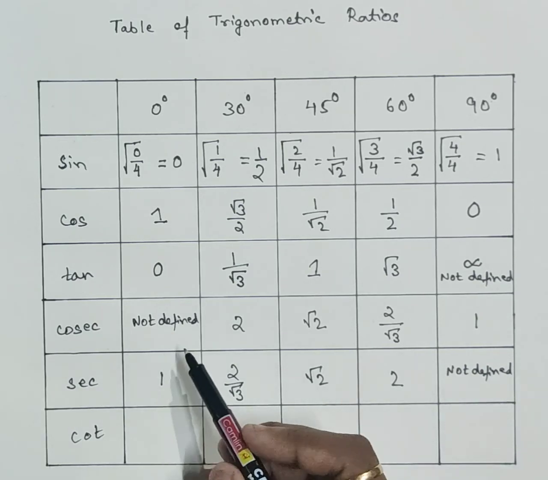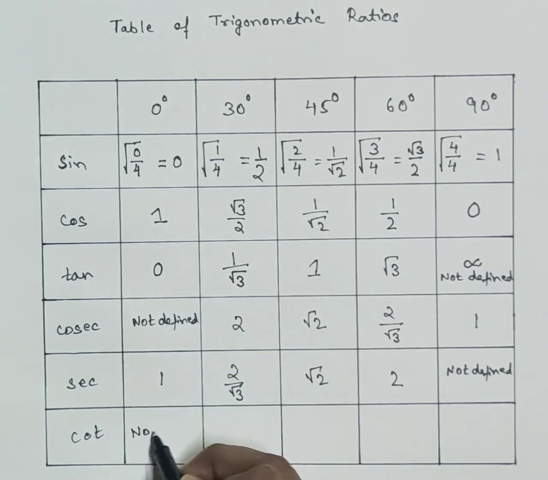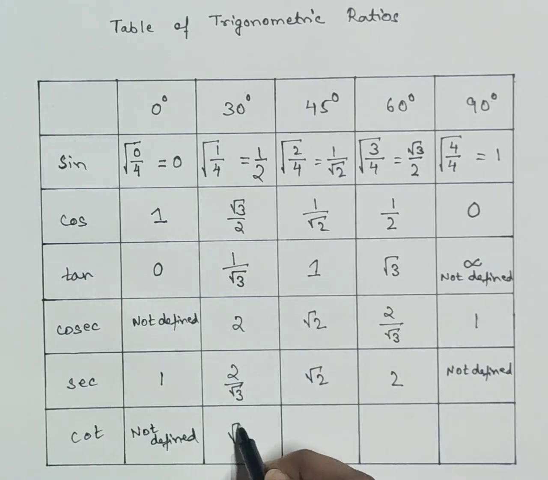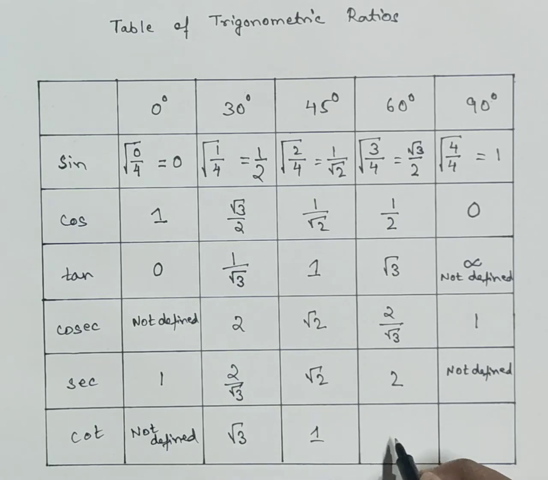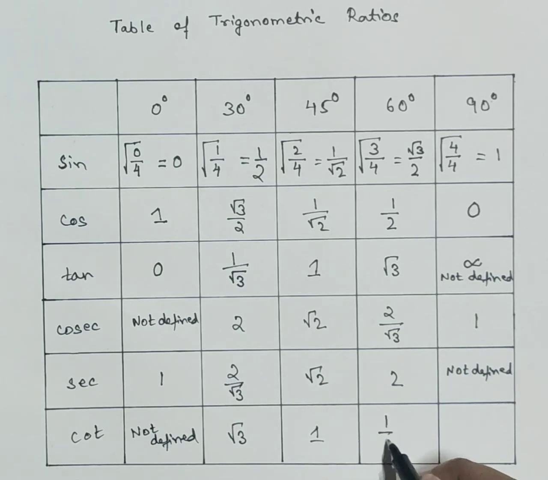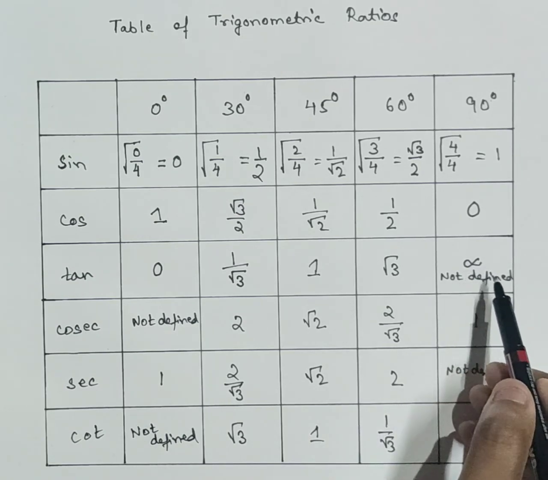Similarly, cot 0 degree will be the reciprocal of tan 0 degree, that is not defined. Cot 30 degree will be the reciprocal of tan 30 degree, that is root 3. Cot 45 degree will be the reciprocal of tan 45 degree, that is 1. Cot 60 degree will be the reciprocal of tan 60 degree, that is 1 by root 3. And cot 90 degree will be the reciprocal of tan 90 degree, that is 0.